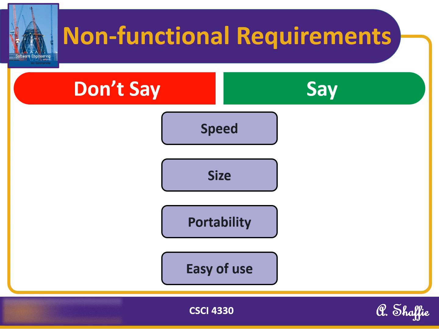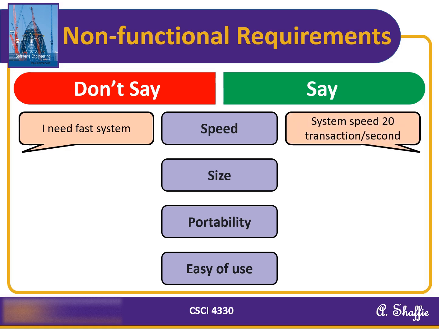Let me suggest a way to avoid these unmeasurable requirements. Typically, when we discuss non-functional requirements, we focus on aspects like safety, speed, size, portability, and ease of use. If we are talking about speed, most probably the user will say something like this: I need a fast system. All of us need a fast system, but how fast is it? So I will not accept something like this. I need a fast system, but I will ask the user to specify how fast the system is.